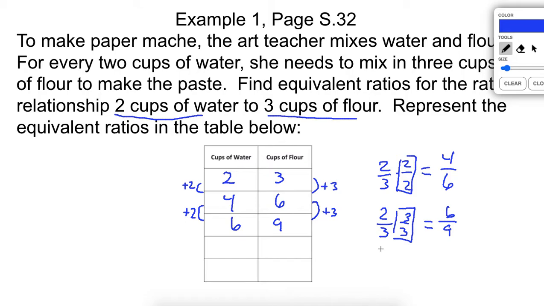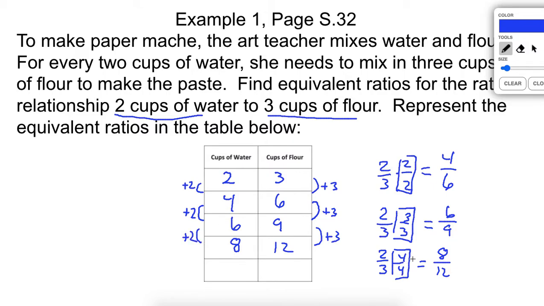Let's go ahead and do our next one here. So we have 2 times 3. Let's go ahead and just do 4 over 4. And that would give us 8/12, which would be here. And again, that's just adding 3 and adding 2.